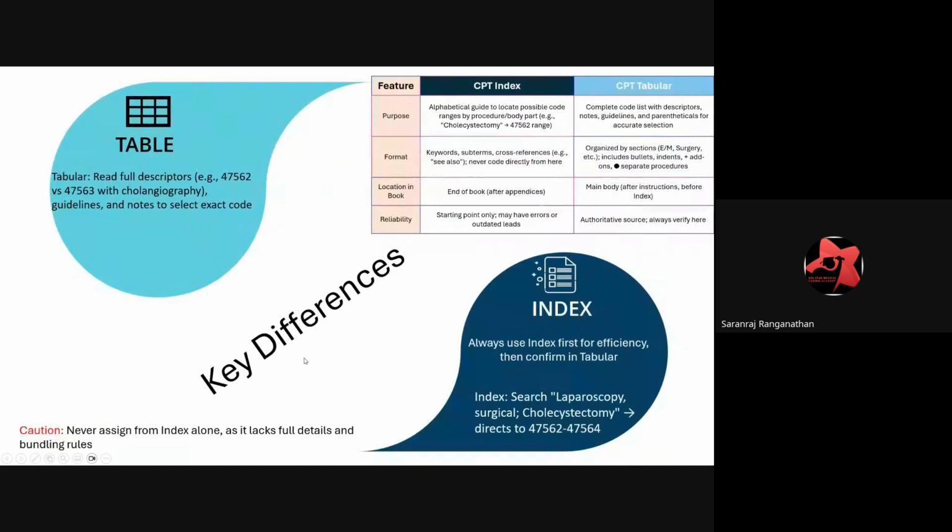Then coming to the next one, the book is again divided majorly into two divisions. Because there are 6 sections, we don't want to confuse the term, so we can tell this as 2 important divisions. One is the tabular section, the other one is the index section. So we know what the tabular section is. The tabular section and index section each have their own purpose.